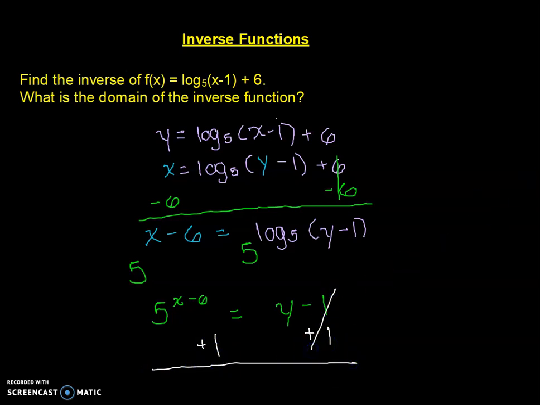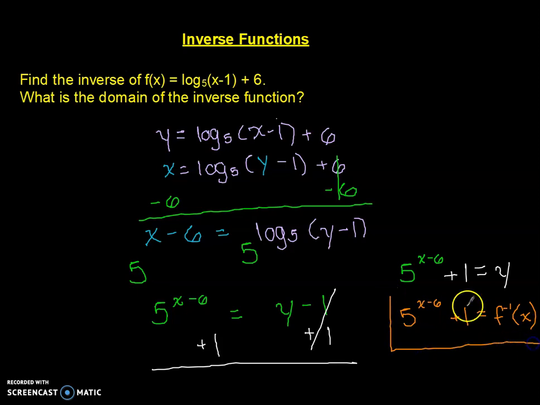And keep in mind that you are just adding 1. It will not become an exponent in any way. So we have 5 to the x minus 6 power plus 1 equals y, which you can rewrite if you'd like to as 5 to the x minus 6 power plus 1 equals the inverse function of x. So this would be your answer for the first part.